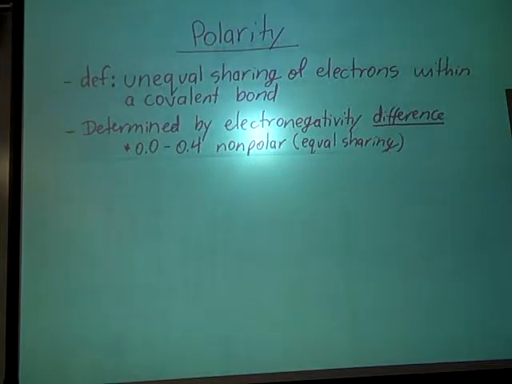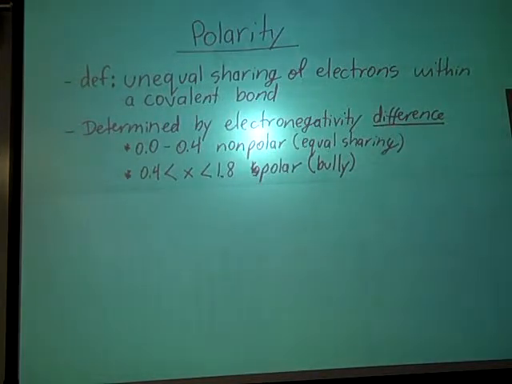If the difference falls between 0 and 0.4, we call that a nonpolar bond, equal sharing. Everybody is playing nicely with all of their toys. If your number is between 0.4 and 1.8, that is a polar molecule. I usually describe it as a bully. Somebody is hogging the electrons. They're not pulling hard enough to yank the electrons off, so they're not taking their toys and going home. They're just hogging them. The electrons are spending more time around one atom than another.